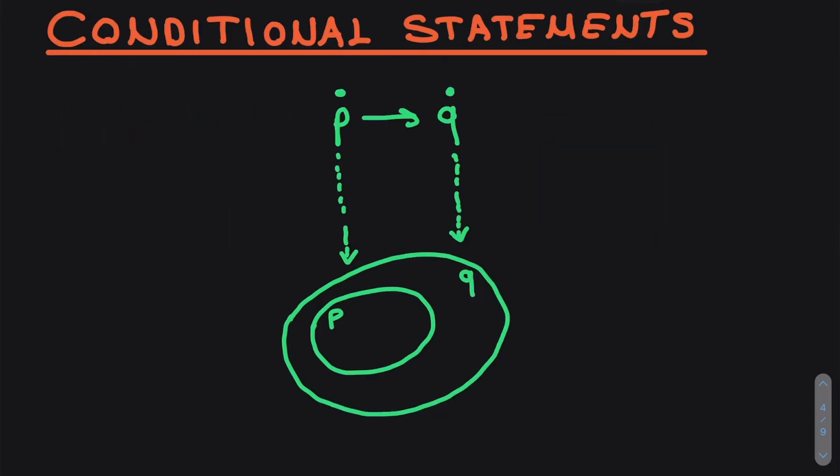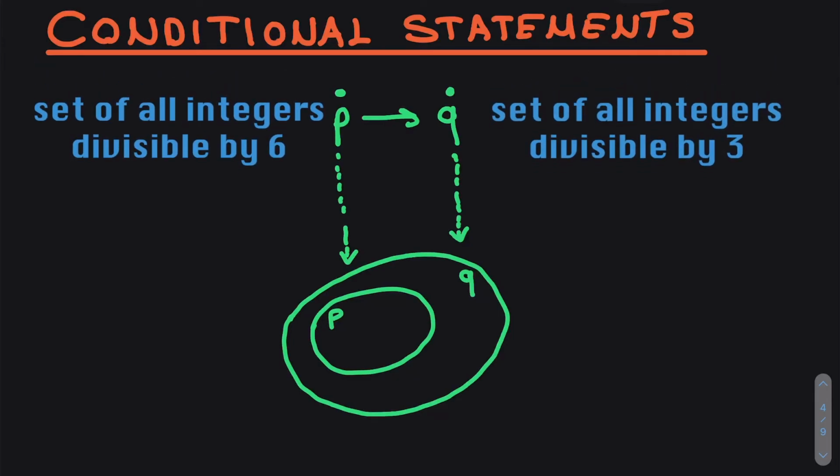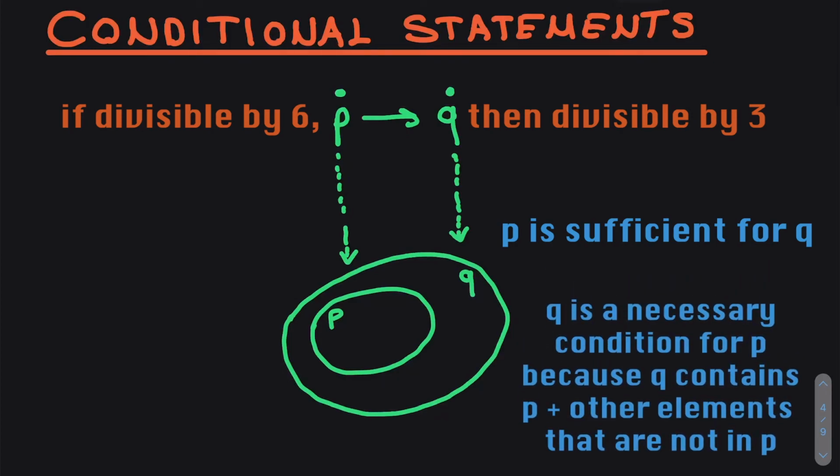Here P can be considered as the set of all integers divisible by 6, and Q as the set of all integers divisible by 3. We know that Q contains P, so being divisible by 6 is sufficient for being divisible by 3. Being divisible by 3 is a necessary condition for being divisible by 6, because there are multiples of 3 that are not divisible by 6, like 9 and 15.